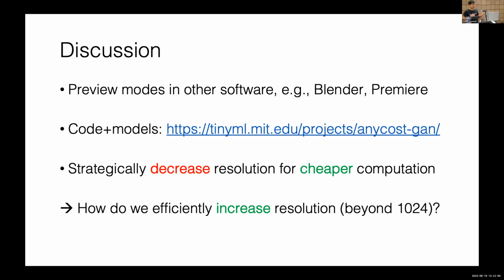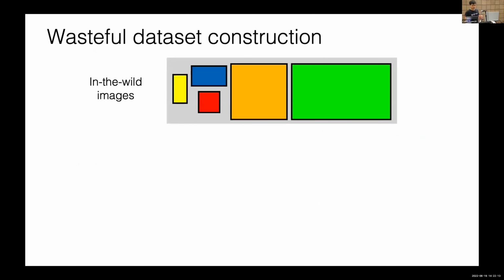And really, we took a step back and thought about why is that? Well, the reason is that our data construction processes are actually very wasteful. So if you go on the internet and just scrape a bunch of internet images, in the wild, you're going to see different images of different sizes and shapes.